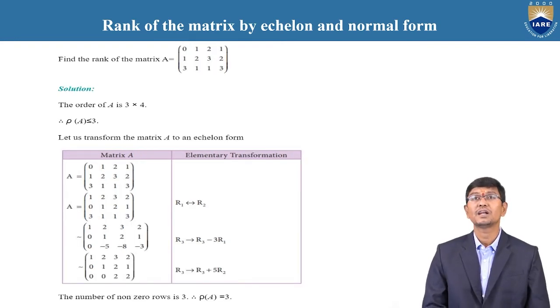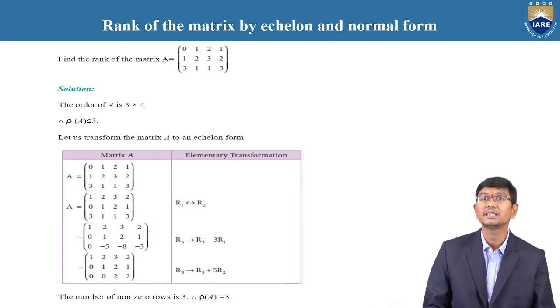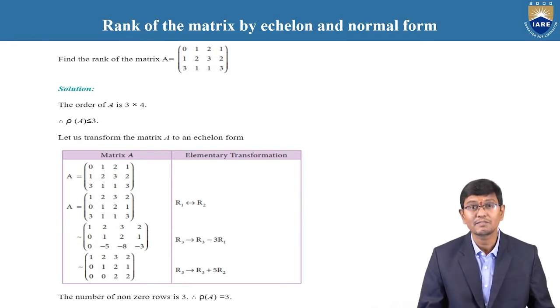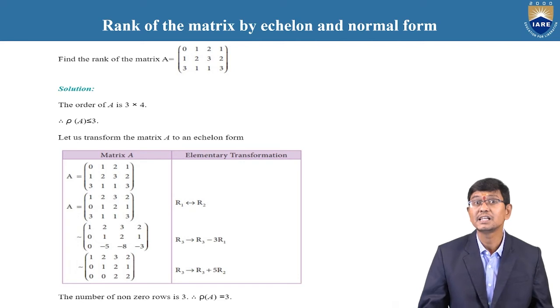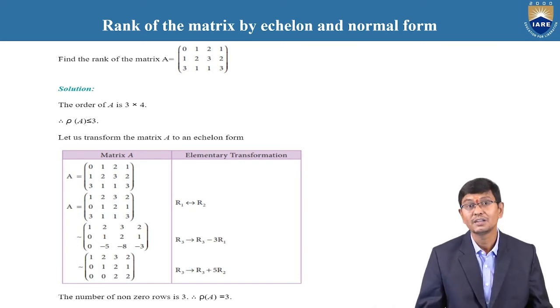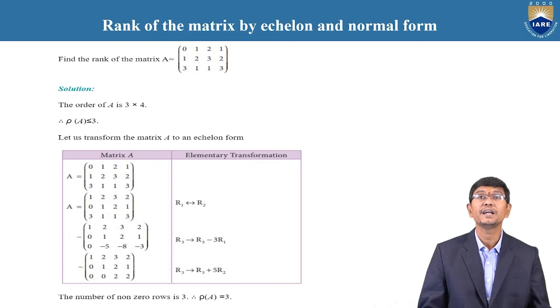Now we need to discuss one other problem: find the rank of the matrix A equal to 0, 1, 2, 1, 1, 2, 3, 2 and 3, 1, 1, 3. Here also, according to the definition of the rank, the rank of A is less than or equal to 3, because 3 is the number of rows, the order of the matrix. Now we need to identify the rank of the matrix.